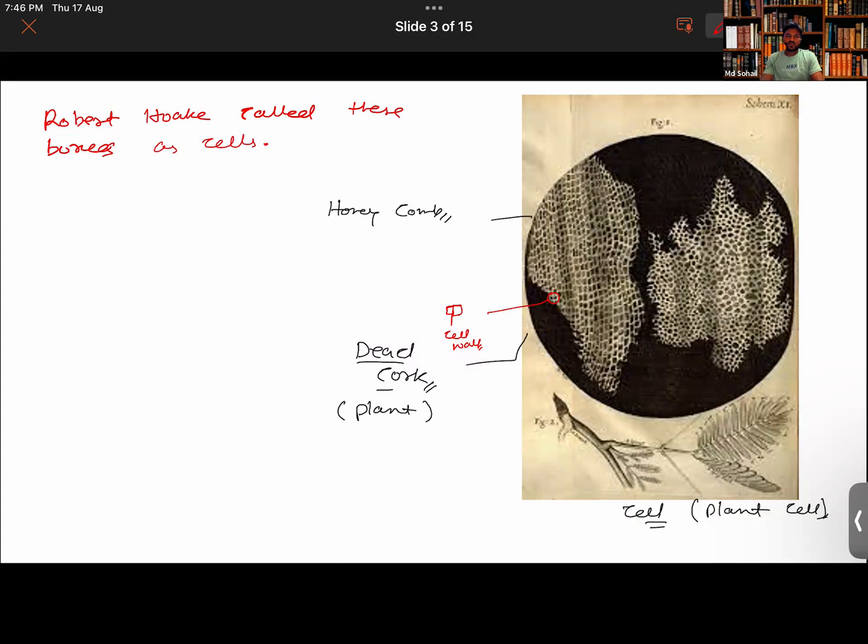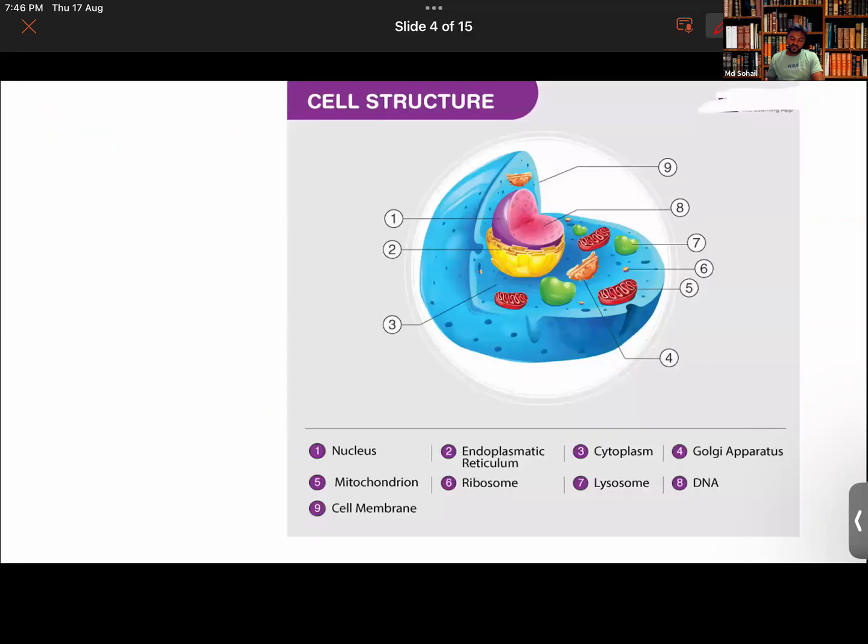He must not have called it cells. He must have called it cella, CELLA. But nowadays we call it cell. And this cork is actually what? It is the bark of the dead plant, or basically the bark of a plant. Now moving on further, look at this, a typical structure of a cell.